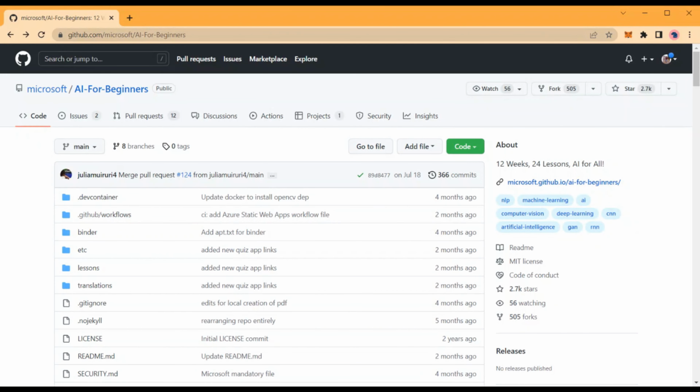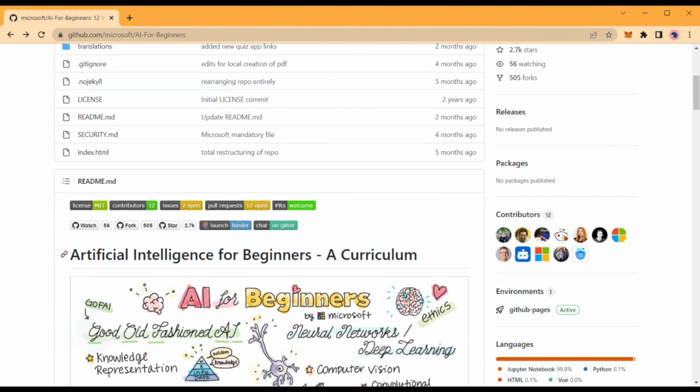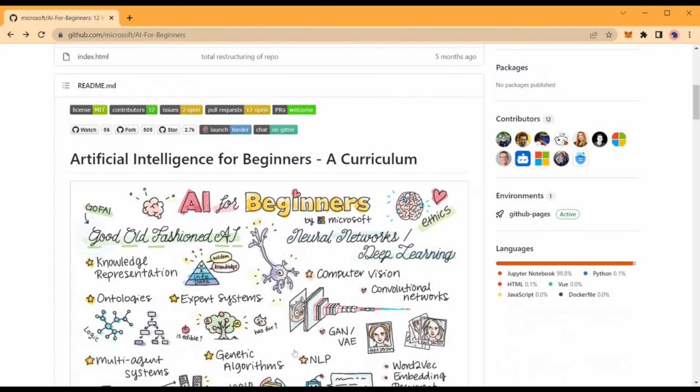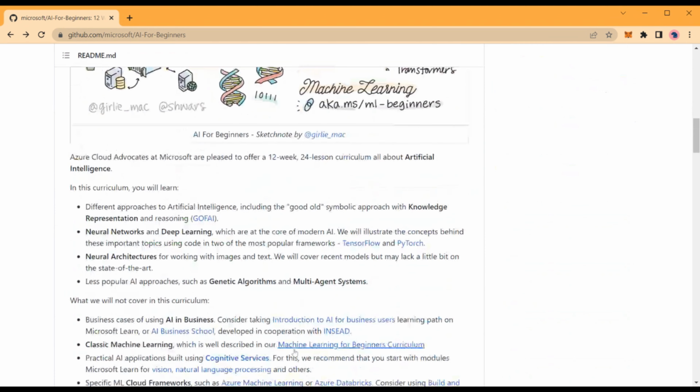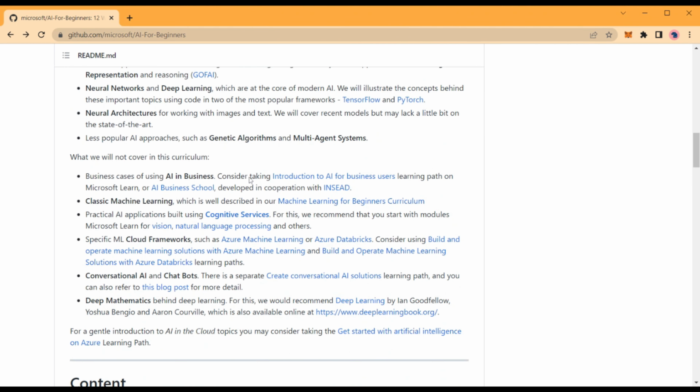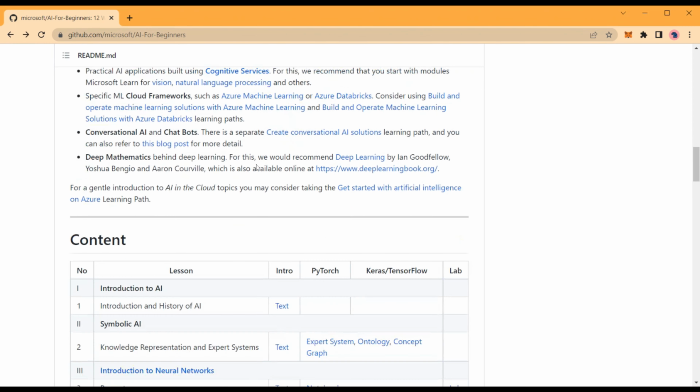So we are on the screen, as you can see, this is the GitHub repo named AI for Beginners by Microsoft. If you're just learning AI or willing to learn AI, you can follow this GitHub repo. Moving down, AI for Beginners, a curriculum. It is made by Azure Cloud Advocates at Microsoft, so it's a guaranteed one. It's a 12-week, 24-lesson curriculum. Moving down, you can have a read about all the stuff written.